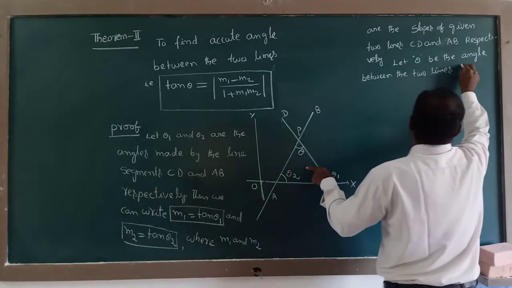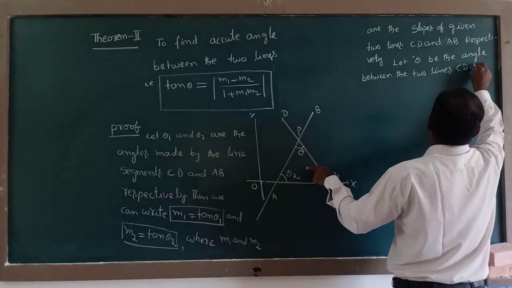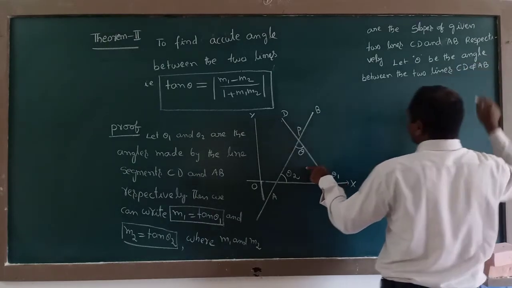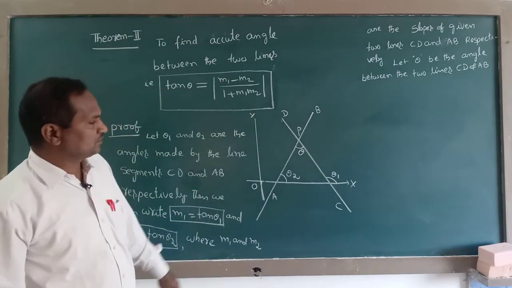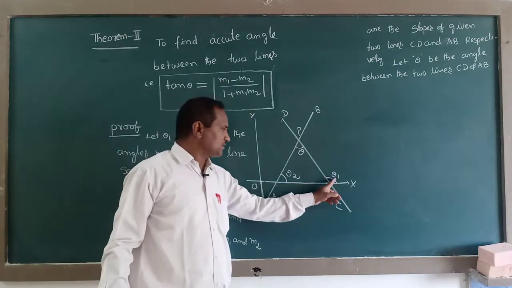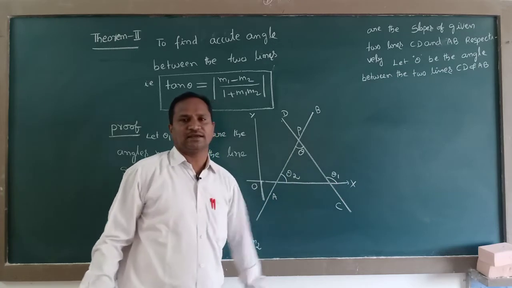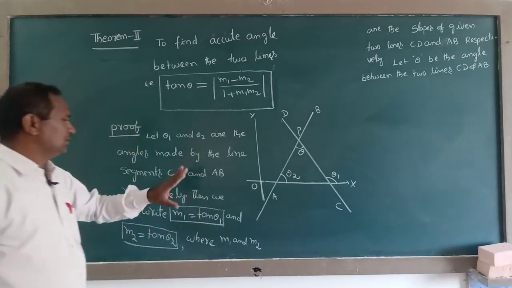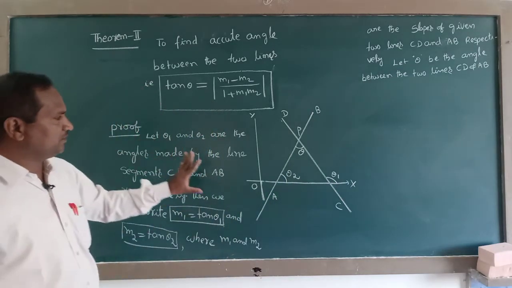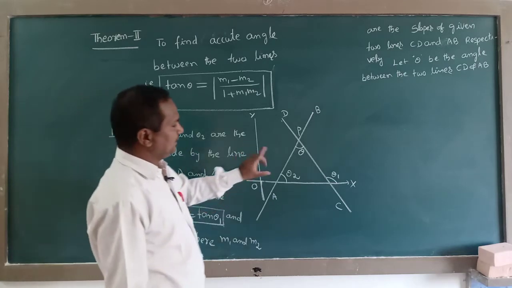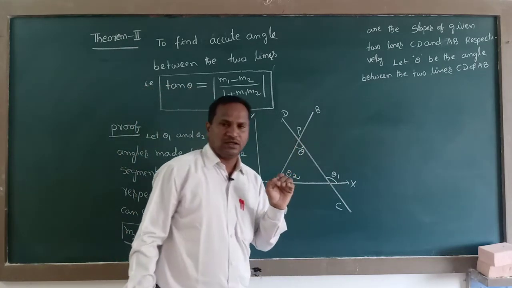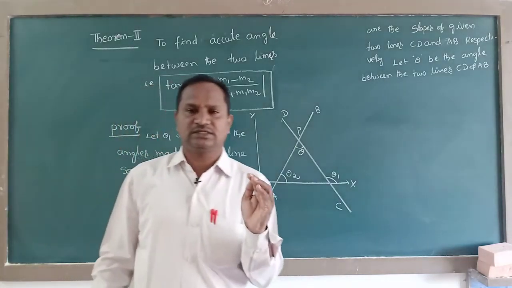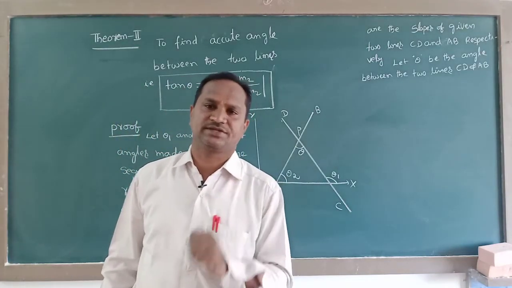Two lines CD and AB here. Now from this diagram we can write: external angle is equal to sum of two internal angles. See here, I have taken a diagram. The lines AB and CD are intersecting at point P. Along with that, I have taken theta to be the angle between the two lines.